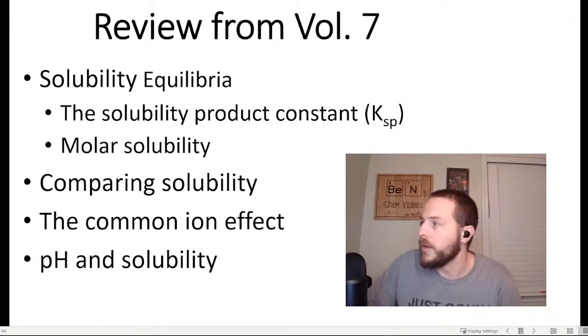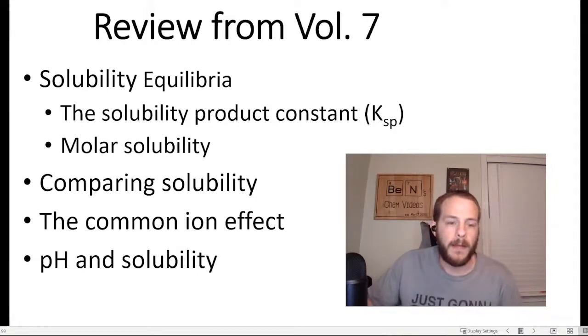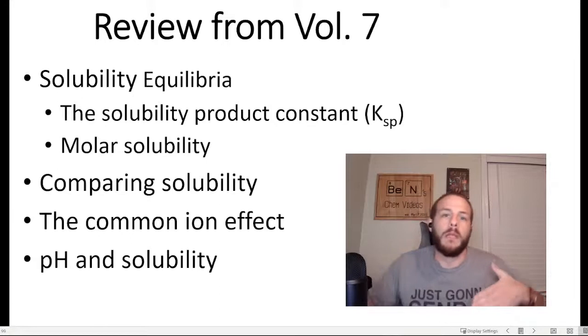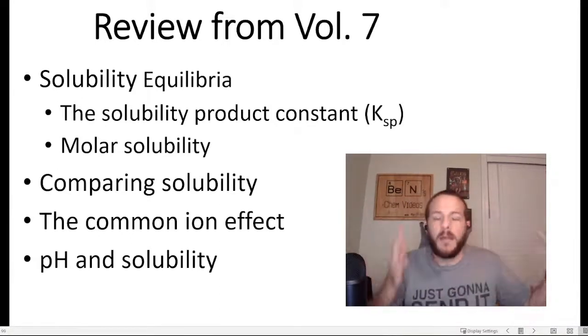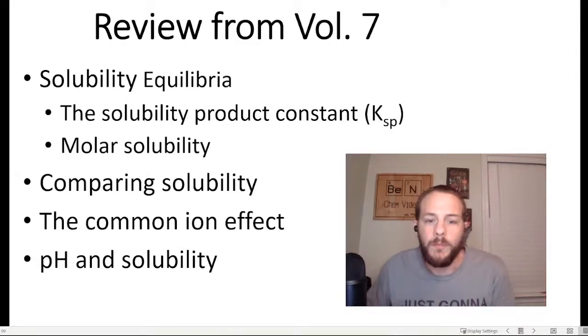So if you want to learn how to do that, that would be where you go to find that. So we talked about how to go back and forth. If you're given KSP, how do you find molar solubility? If you're given molar solubility, how do you find KSP? We did an example of each of those.